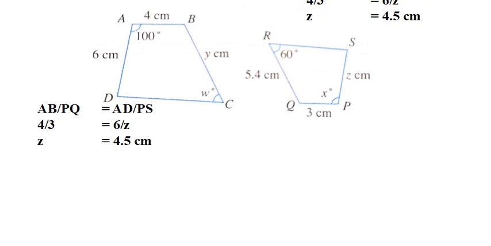AB over PQ will be BC over RQ. And it will be 4 out of 3 equals y over 5.4. So that means my y will be 7.2 centimeters.